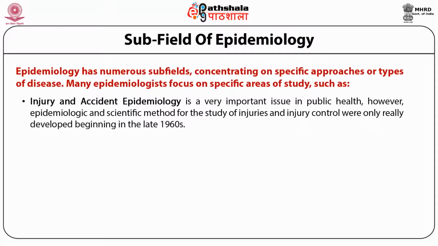4. Injury and accident epidemiology. It is a very important issue in public health. However, epidemiology and the scientific method for the study of injuries and injury control were only really developed beginning in the late 1960s. Urbanization and work in factories increased during the Industrial Revolution and led to an increase in work-related accidents and injuries.